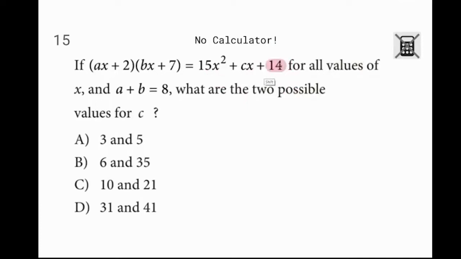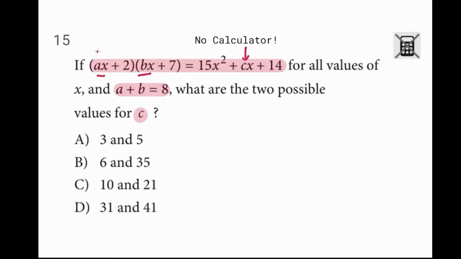If this whole equation right here holds for all values of x, and a plus b is equal to 8, what are the two possibilities for c? So we're looking for this c value right here, essentially. Well, if a plus b is equal to 8, notice right here we have ax and bx.